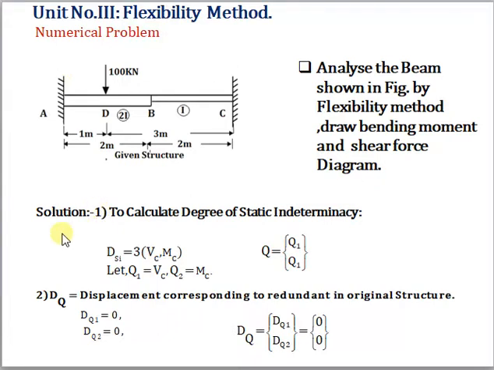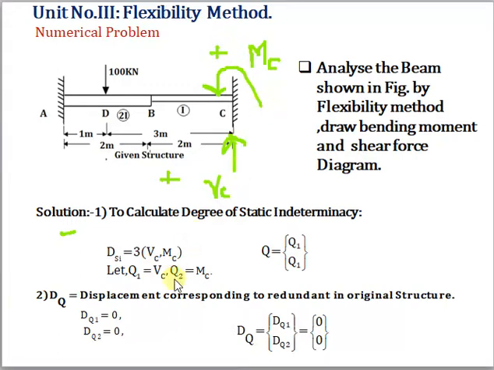We calculated the static indeterminacy, and we assigned that static indeterminacy at C as a vertical force Vc, positive, and a moment which is anti-clockwise, which we call Mc, and the sign is positive.